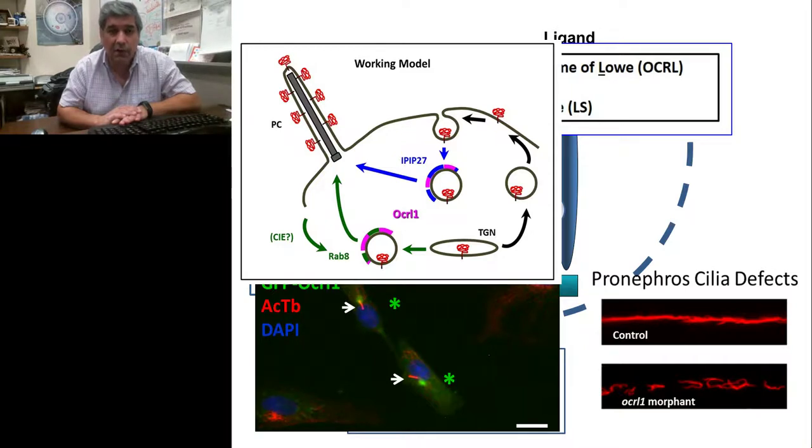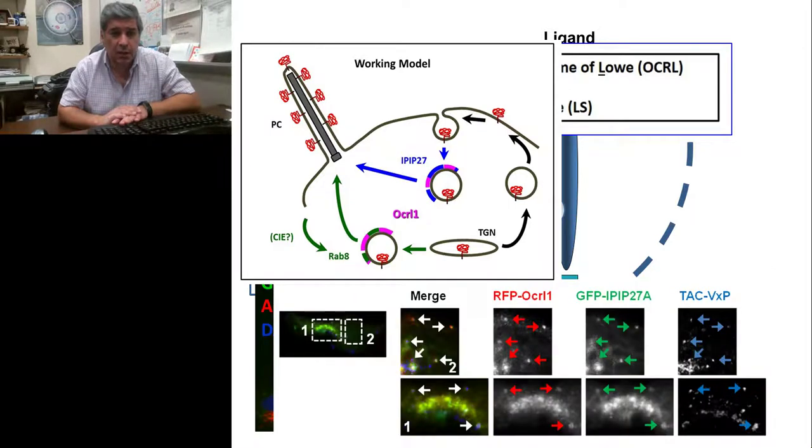Defects in OCRL function lead to defects in the assembly of primary cilia. And we could demonstrate that there is a compartment just below the base of the primary cilia in which OCRL1 colocalizes with cargo. Here is this chimera called TAC-VXP. VXP is a ciliary localization signal, and it localizes with one interaction protein for OCRL1, which is called IPIP27A. So this is a compartment that exists at the base of the cilia.